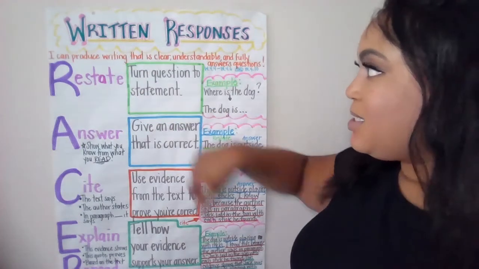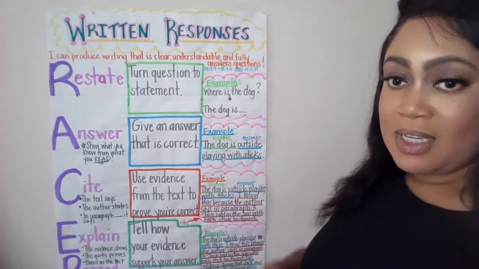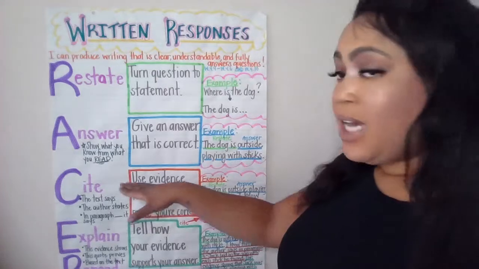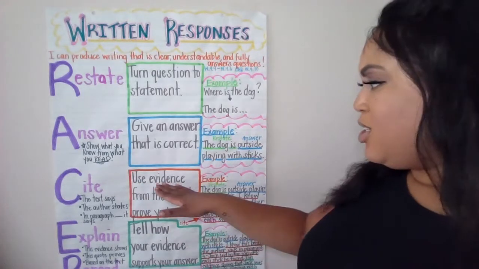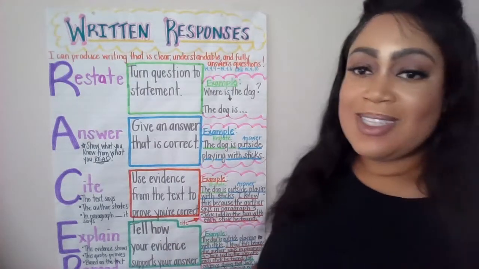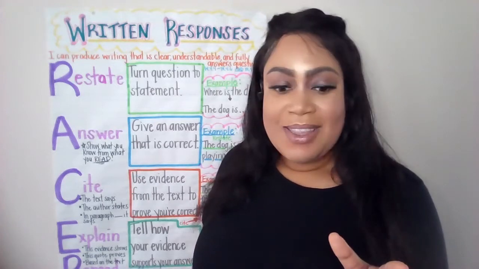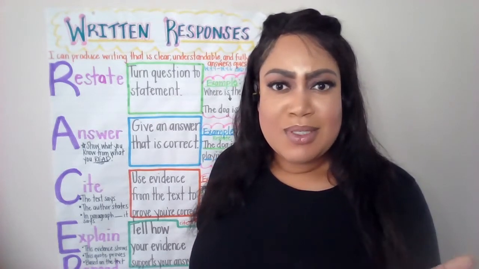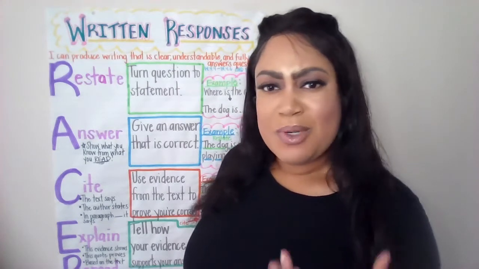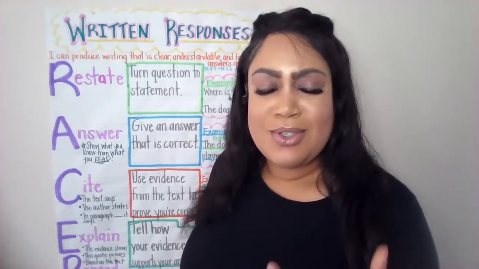Okay. So we're going to restate our answer. We're going to begin by restating. We're going to give an answer that is correct from the text. Then we're going to cite our answer, which means we are going to use evidence from the text to prove we're correct. This is my favorite part, y'all. I love to be right, because if you're not right, then you're wrong, and who wants to be wrong? So when it comes to citing our evidence, that's where we really get the real proof. How do you know what you know is true?